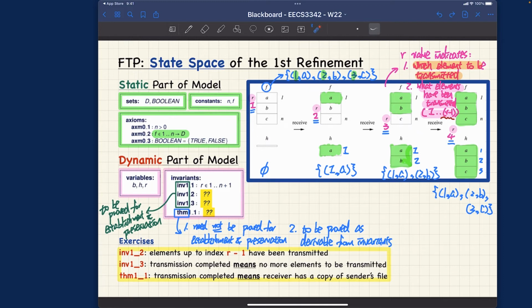Before you pause the video, what we want is a Boolean condition over here. That one there is going to draw a formal relation between the value of r, f, and h. We want to say elements up to index r minus 1, as I explained earlier, have been transmitted to the receiver side. Right? You can now pause the video and think about what the Boolean condition should be for the invariant.